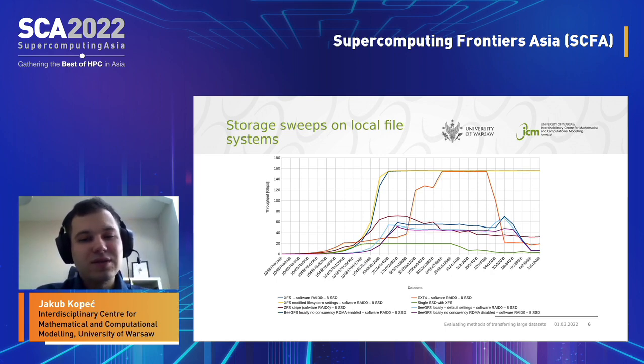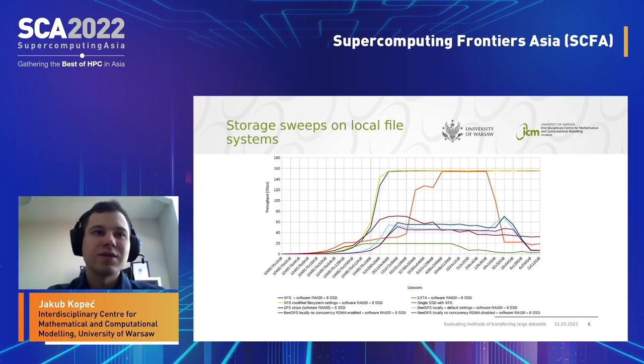And hence, in the further tests, the XFS file system was chosen as the best file system for the tests of data transfer protocols. And it is obvious that in this case, the storage service will not be the bottleneck, as 155 Gbps of throughput will easily saturate the 100 gigabit network adapters installed in the servers.